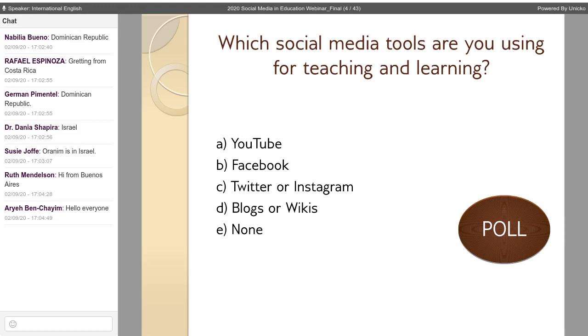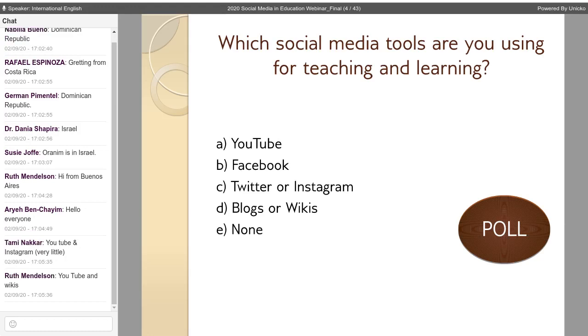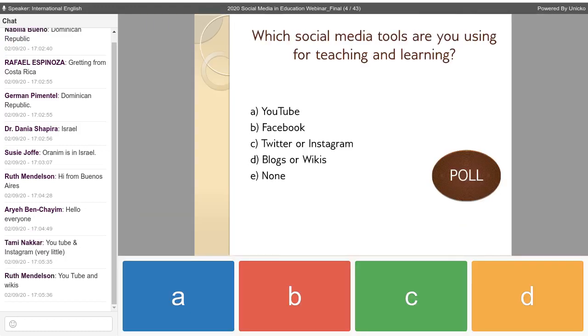Which social media tools are you using for teaching and learning? If you're not using social media, or if you haven't used social media tools for teaching and learning, then select none, E, as answer. All right, so I'll give you 30 seconds for this. Which social media tools are you using for teaching and learning?